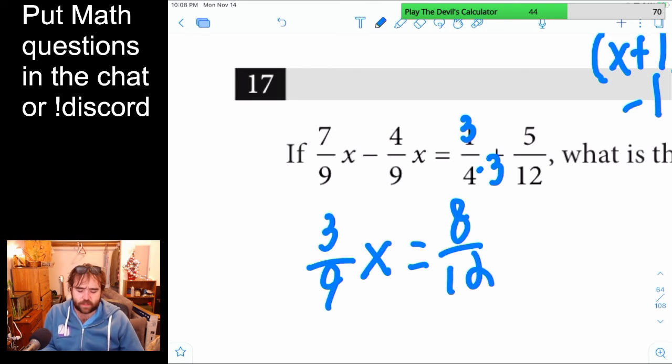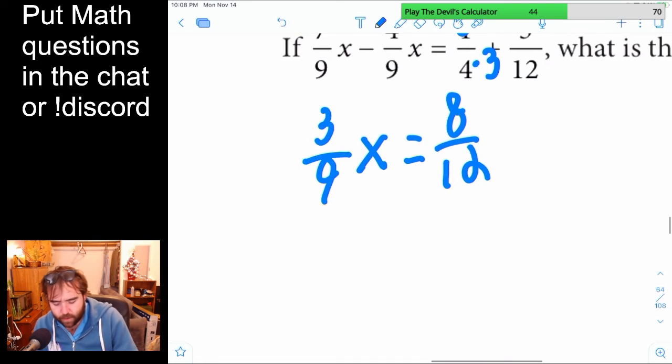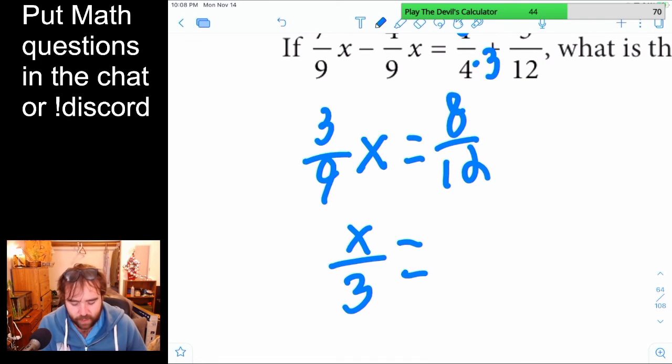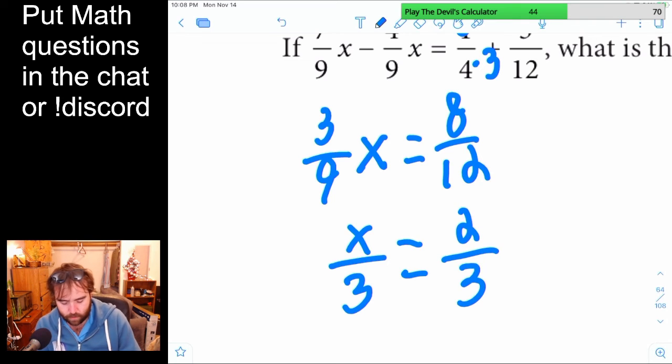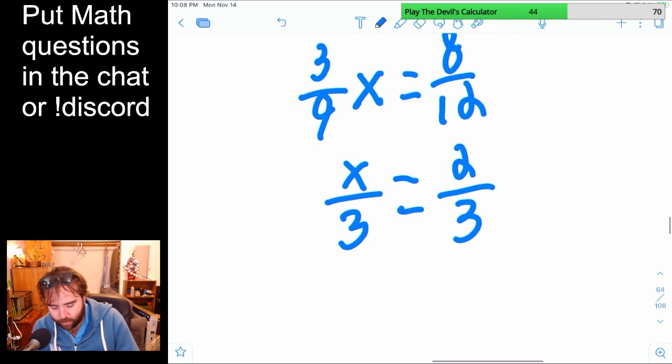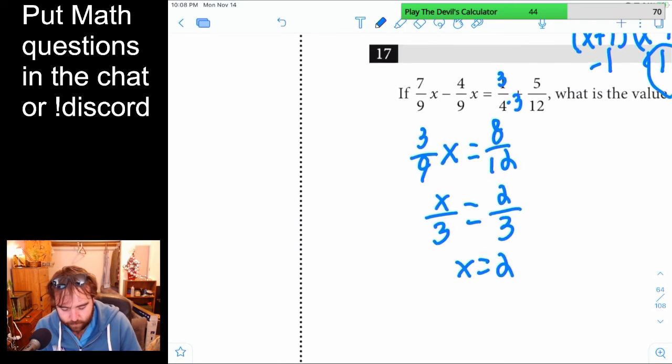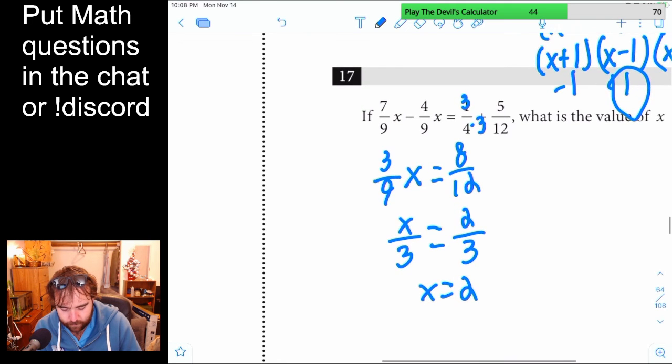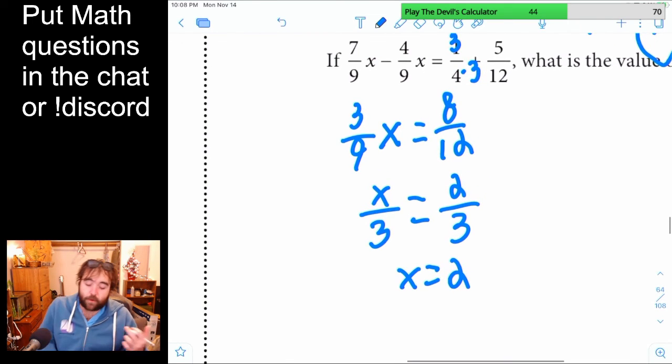And then from there, I just simplify. So this is 1/3, so this is x over 3 equals, cancel out the 4's, 2 over 3. Well, that lets you see it right there, right? x equals 2. Yeah, I don't know why I'm so unconfident in that, but no, that's definitely right.